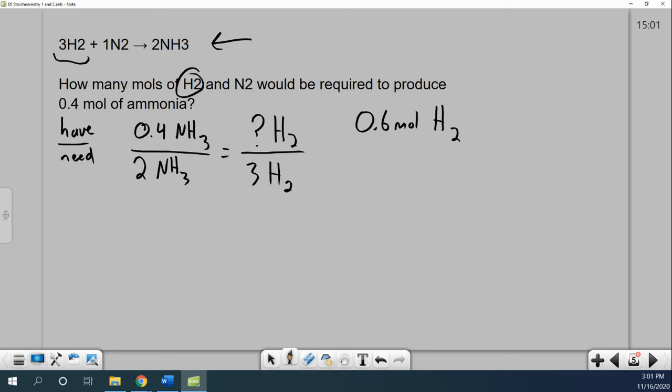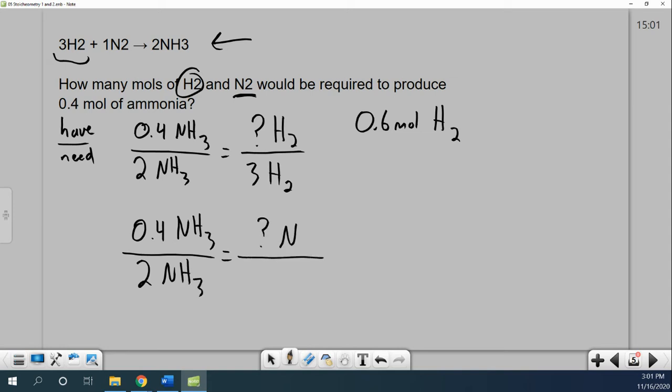So that's one of them. Am I done? No, I still need to find N2. So I use the same setup. I have 0.4 moles of NH3, and I know I need 2 of them. I don't know how much N2 I'm going to make, but I know that in my equation, it requires 1 to have a reaction happen. So I do 1 times 0.4 divided by 2, and I need 0.2 moles of N2 gas.